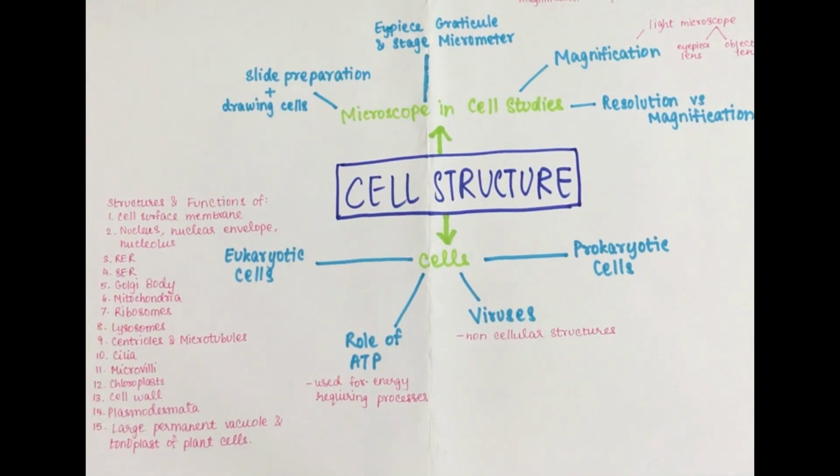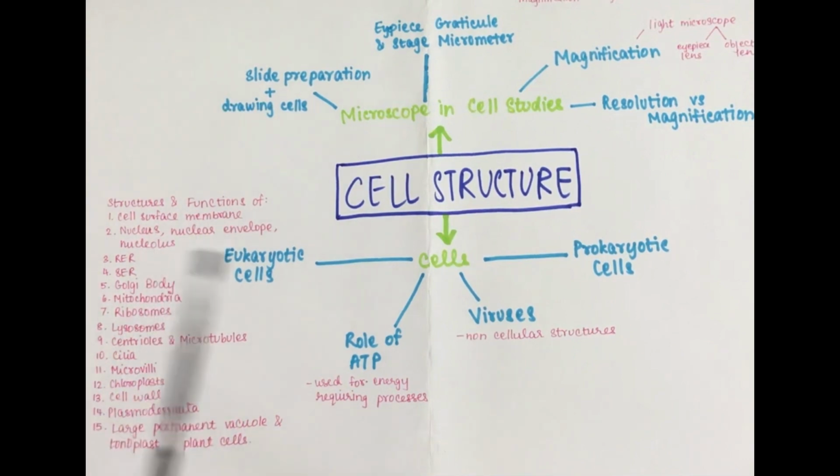Moving on to cells. Now, cells are the basic units of all living organisms. In the topic of cells, we'll be learning about eukaryotic cells and prokaryotic cells and also the difference between the two. We'll also be covering the role of ATP and viruses. Now, in eukaryotic cells, we need to know the structures and functions of these 15 organelles or structures which are present in the eukaryotic cells.